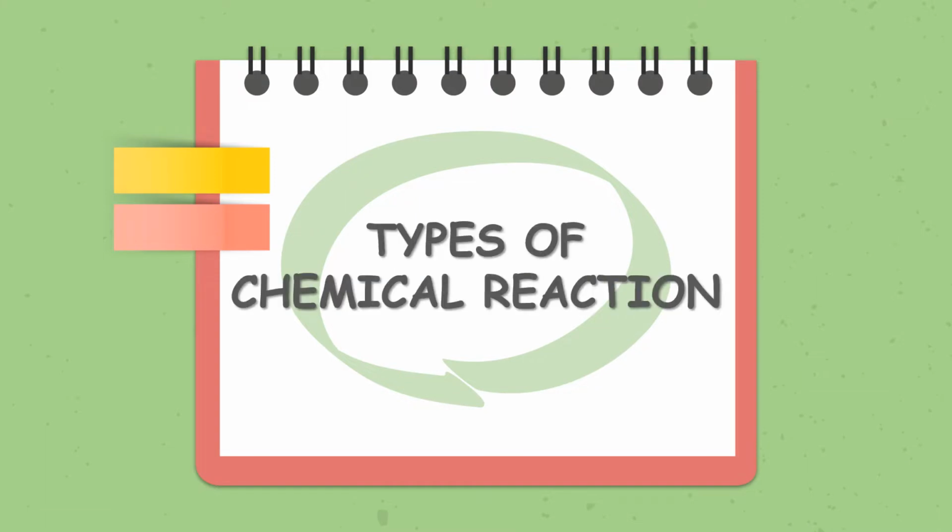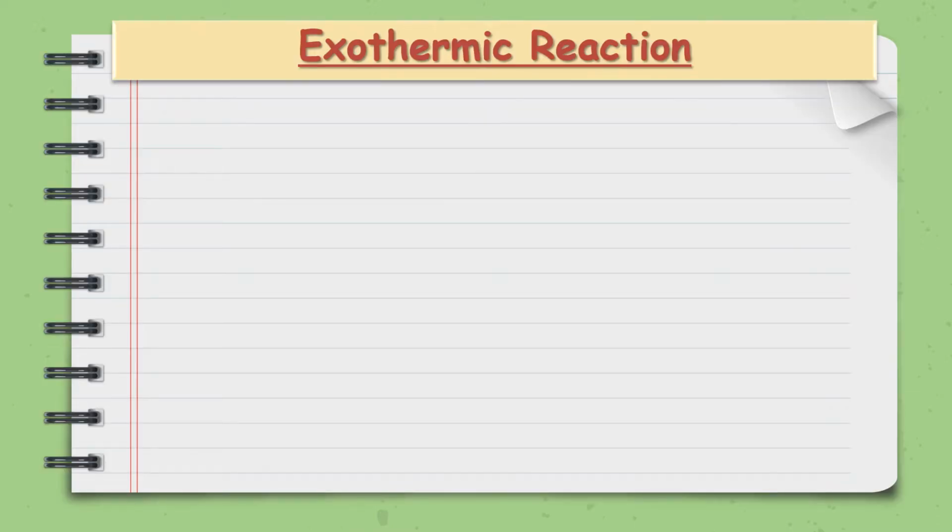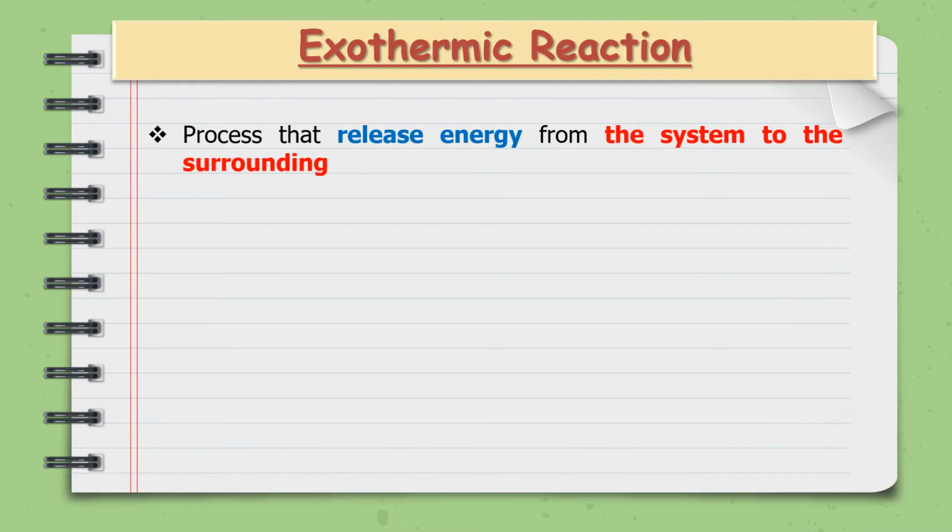The next part, we're going to look at the types of chemical reaction. For this one, we actually have done it previously in chapter 1. We already discussed it. So this will be like a refreshment for you, to refresh your memory. So we have two types of chemical reaction: exothermic and also endothermic reaction. So we're going to look first at the exothermic reaction. So an exothermic reaction is a process that releases energy from the system to the surrounding.